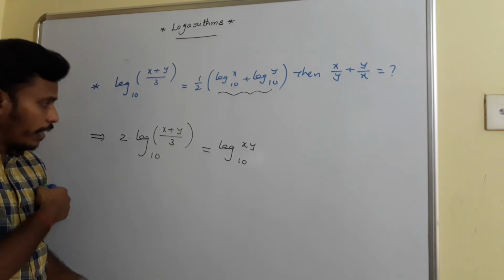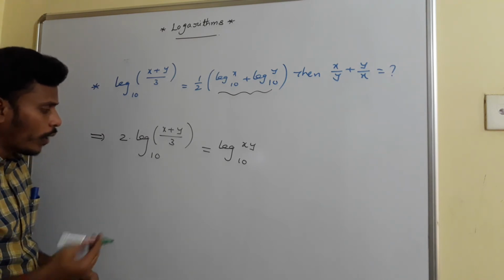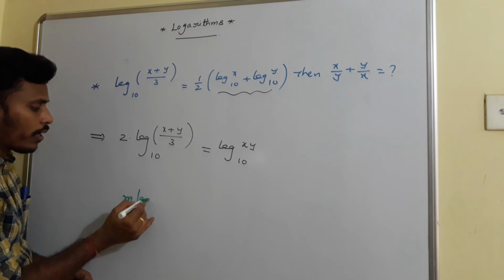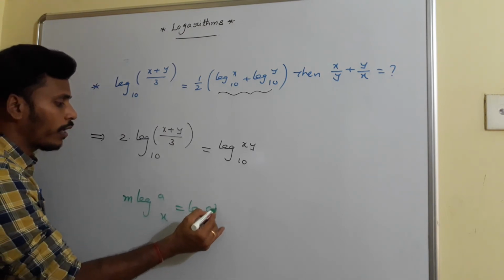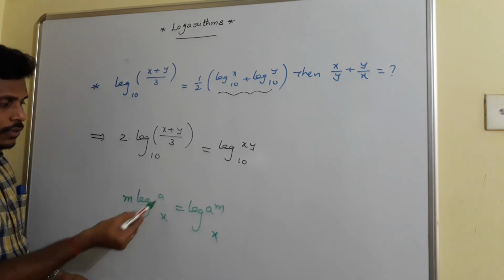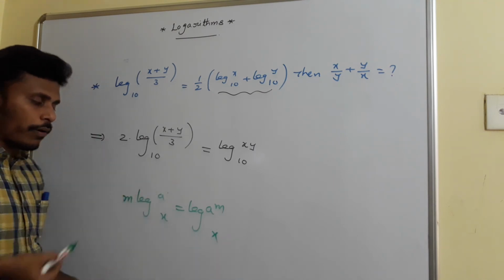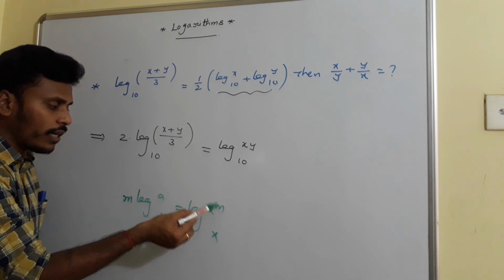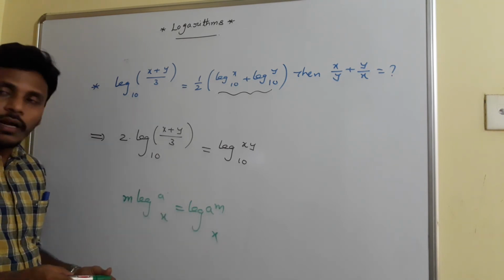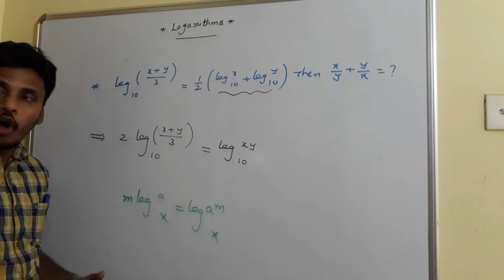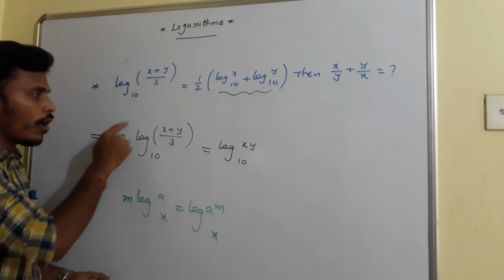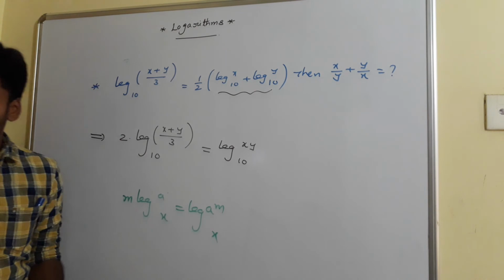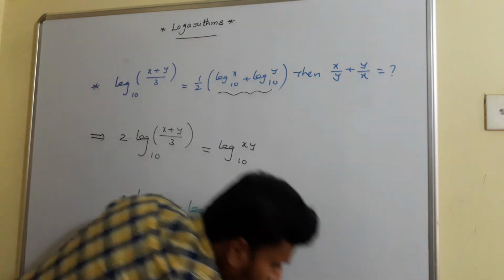Right? I already mentioned the law: m log a base x can be written as logarithm of a power m base x. This m comes as the power of a, and likewise you can send this m back as m into log a base x. So with the support of this law, I am sending this 2 as a power of x plus y by 3. Now it becomes like this. How does it become?